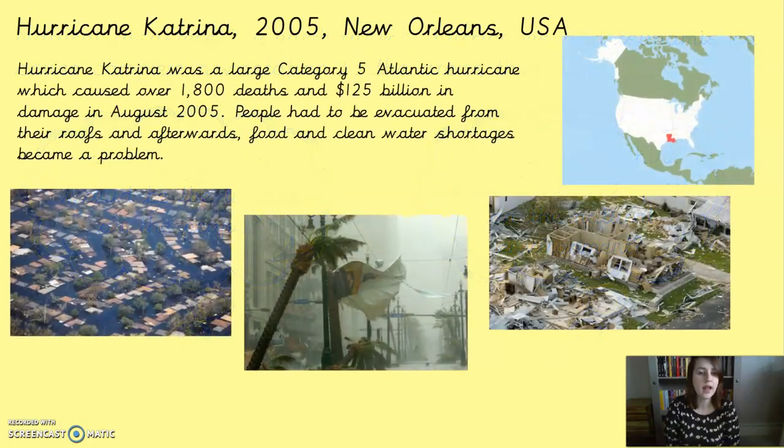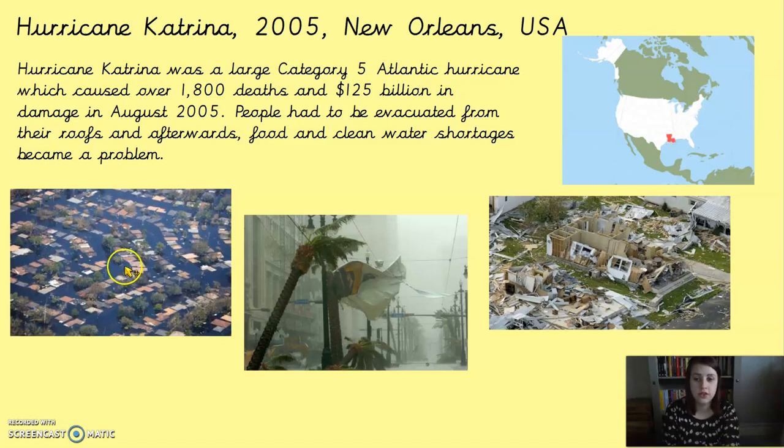Okay, so let's have a look at some examples. So we've got Hurricane Katrina that happened in 2005 in New Orleans in the USA. So this is where it is on the map. It's the little red blob on this map for you in America. Hurricane Katrina was a large Category 5 Atlantic hurricane, which caused over 1,800 deaths and $125 billion in damage. And it happened in August 2005. So people had to be evacuated from their roofs, and afterwards food and clean water shortages became a problem.